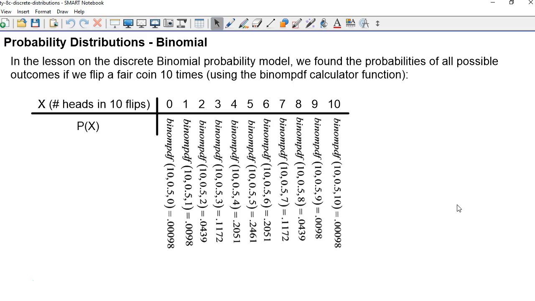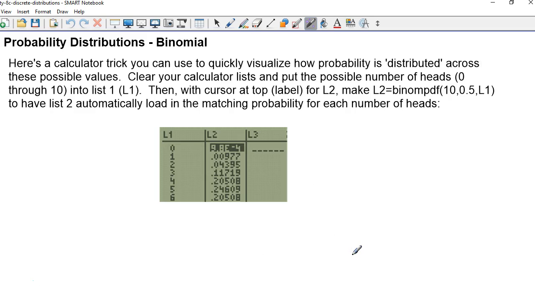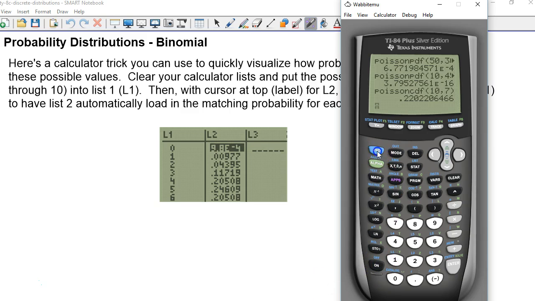So in the lesson on the discrete binomial probability model, we found the probabilities of all possible outcomes if we flip a fair coin 10 times using the binomial PDF calculator function, and we can see that these probabilities vary. They seem to be highest somewhere in the middle, and they get lower as we get towards the 0 and the 10 value. So we can use a calculator trick to quickly visualize how that probability is distributed across these possible values. Let me walk you through the procedure. It's kind of neat. It looks like this.